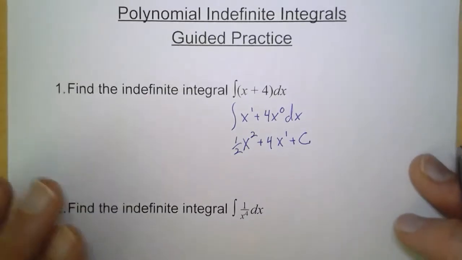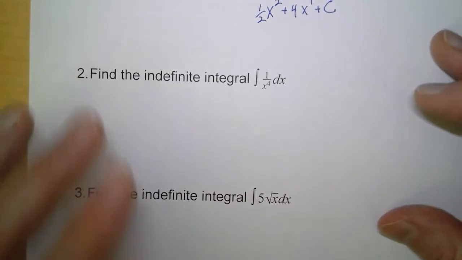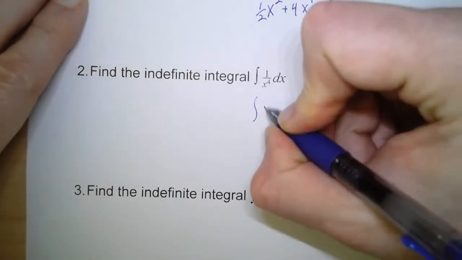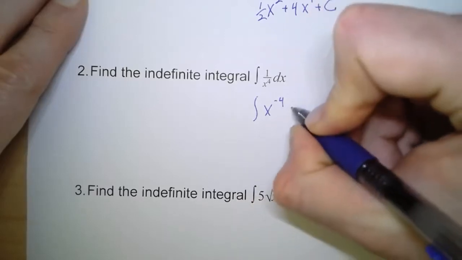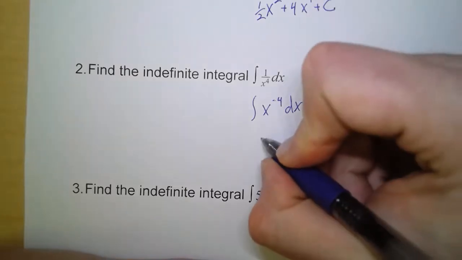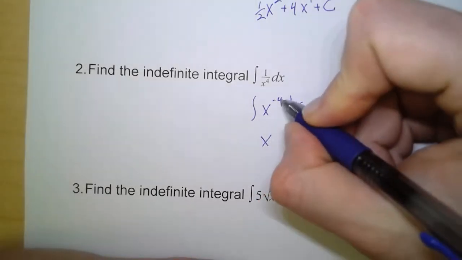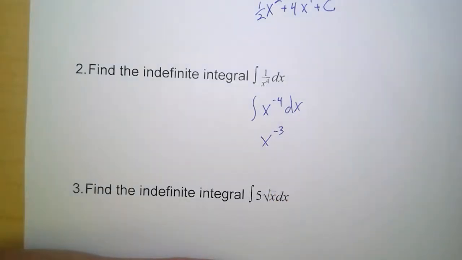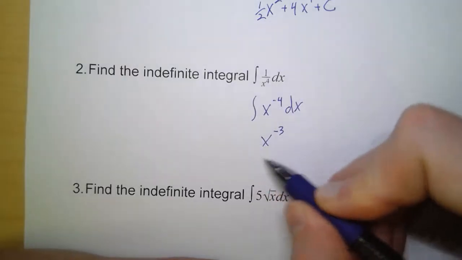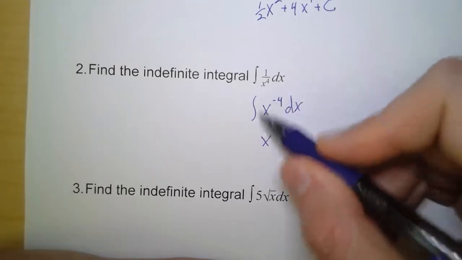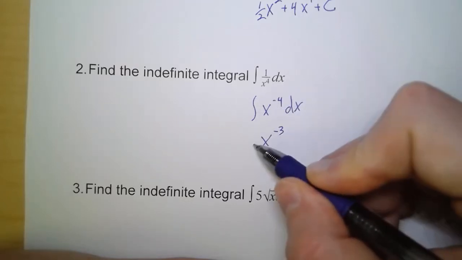So looking at the second one, here we have the integral of 1 over x to the 4th. Now this is the same as x to the negative 4 dx. Now what gets people in trouble is they often forget what's 1 greater than negative 4? It's negative 3, not negative 5. And so what would be the derivative of x to the negative 3? It would be negative 3x to the negative 4, because you'd bring down the negative 3.